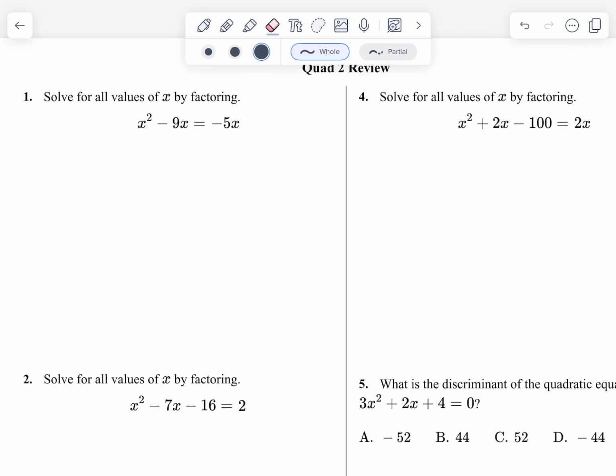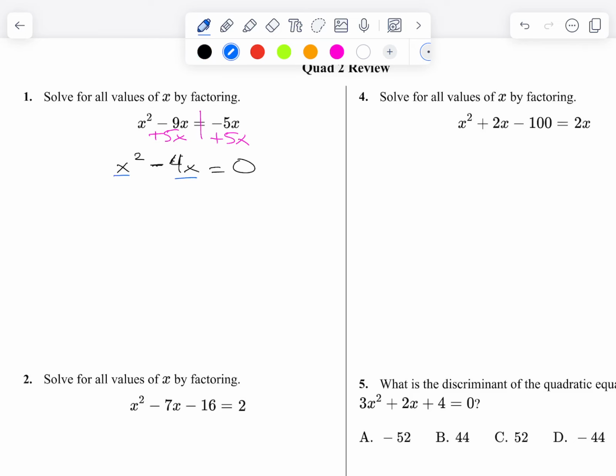So we're going to solve for x by factoring. On this first one, if you're doing a quadratic, you have to make sure you set the equation equal to 0 before you start. So I'll do that by adding 5x to both sides. Then I get x squared minus 4x equals 0. So now the equation's set equal to 0.